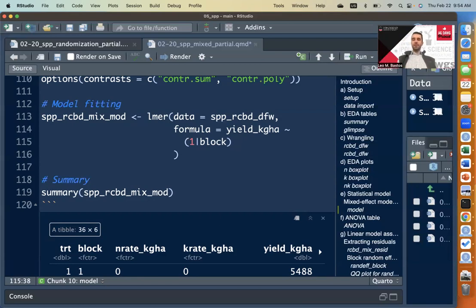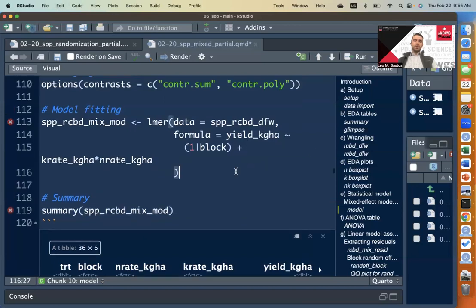And I wanna move to the fixed effect part of this model, which then we can just add with a plus. And it's just gonna be potassium rate asterisk nitrogen rate. So this formula I'm showing you is the same formula that we used when we had an RCBD without split plots. This is the formula, okay? So this formula does not have yet in it any reference to a split plot design.